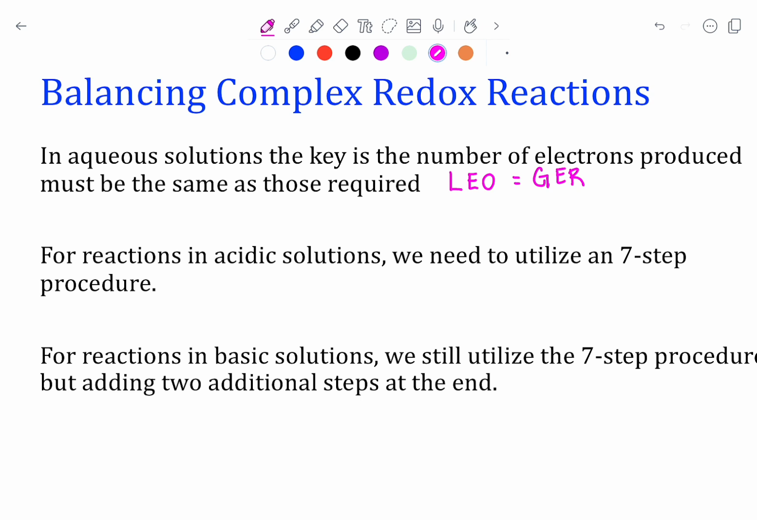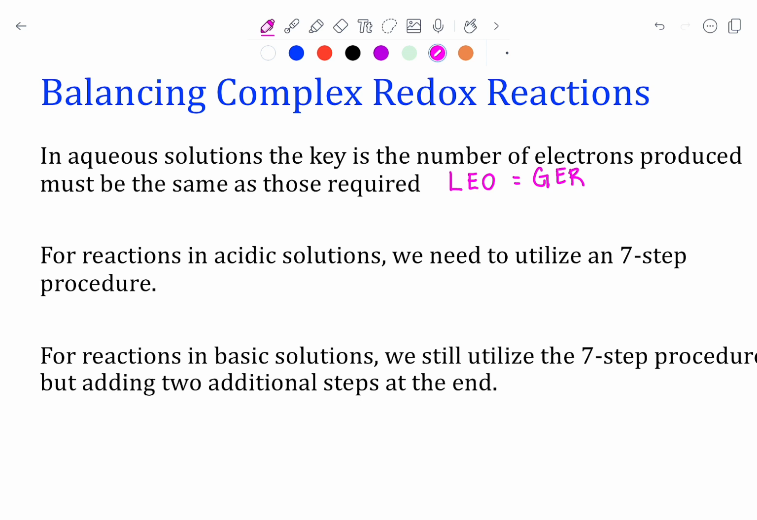So for reactions in acidic solutions, we need to utilize a 7-step procedure in order to balance that redox reaction. Okay, it seems like a lot, but it's just so that we take our time and make sure that everything in those half reactions is properly balanced for both elements and charge.